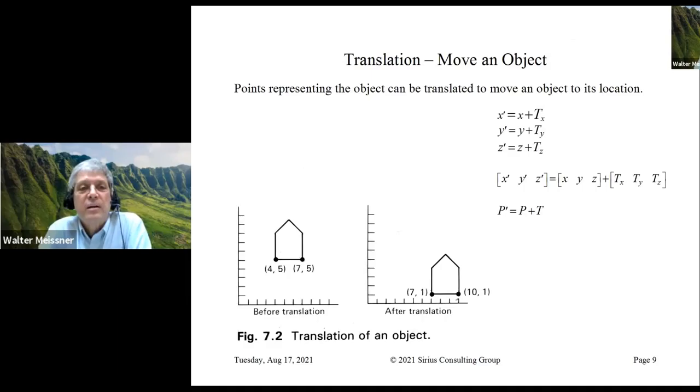Okay, so I'll cover translations, and that's to move an object. If you look up here, there's an X, Y, Z representing a point, and if one adds a translation factor, that point can be moved to a new X, Y, Z location. So the translation factor can be the same or it can be different for each axis.